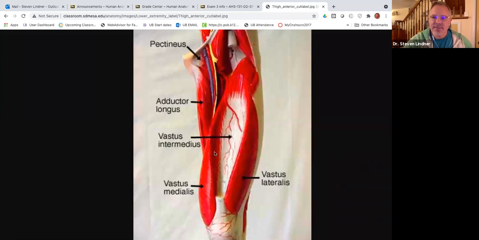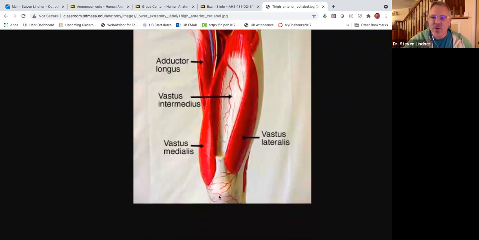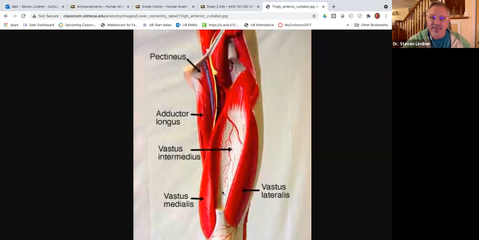Okay, so the vastus intermedius, vastus lateralis, and medialis cross over the patella. They attach to the patella, but then cross over it, and their final destination is going to be on the tibial tubercle or tibial tuberosity.